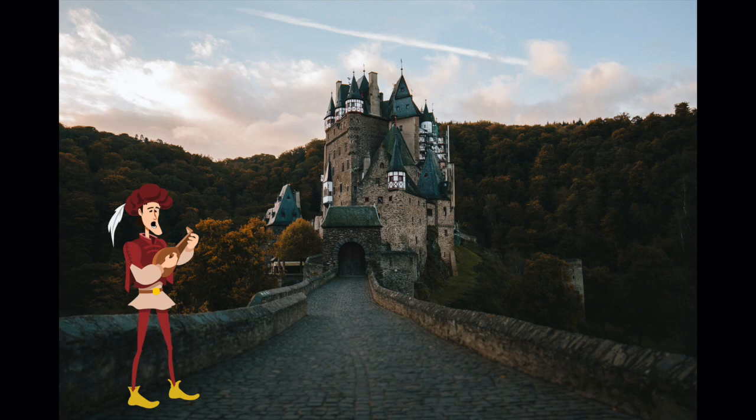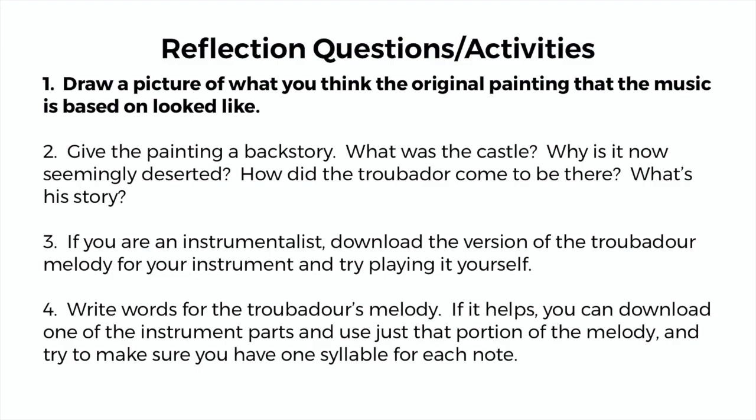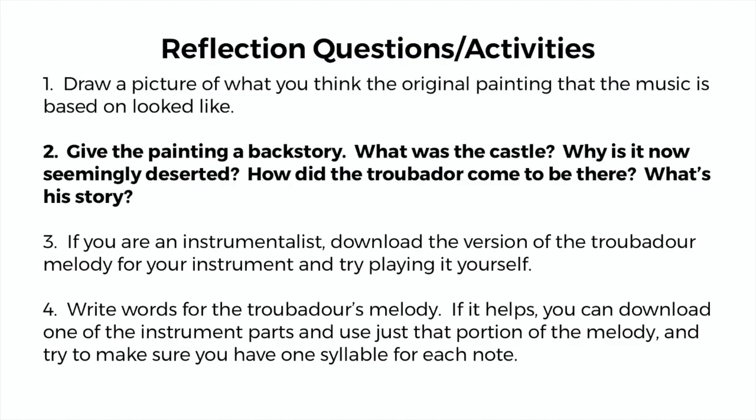I've got several activity options for you to choose from today. 1. Draw a picture as you are listening to the music of what you think the original painting that the music is based on looked like. 2. Give the painting a backstory. What was the castle? Why is it now seemingly deserted? How did the troubadour come to be there?